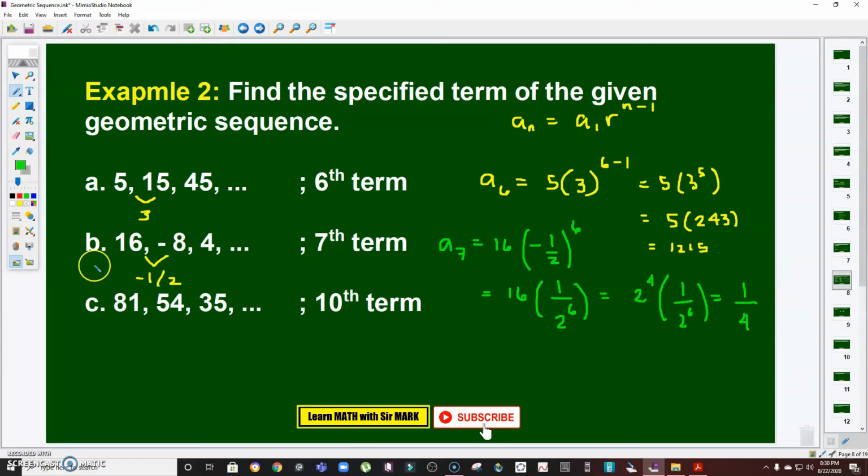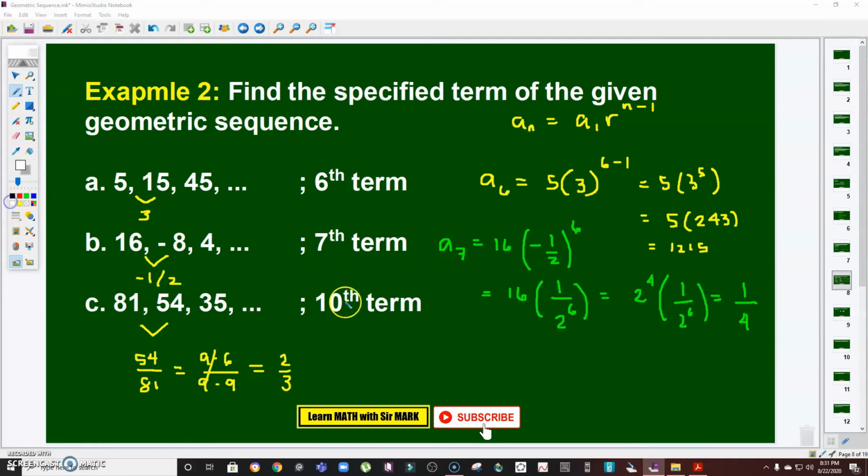Last, for letter C, again, let's get the common ratio: 54 over 81. How many times? Wait. 54 over 81, that is 9 times 6, and 81 is 9 times 9. We can cancel that, and further simplify 6 and 9. That is 2/3. So therefore, the common ratio of this one is 2/3.